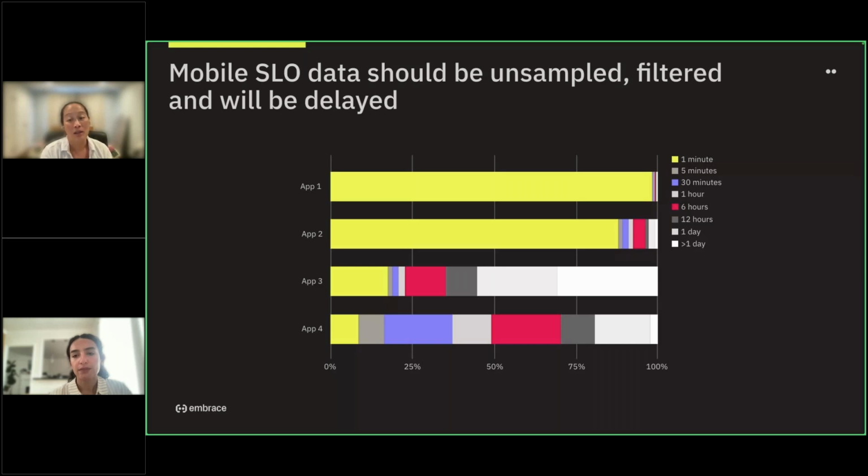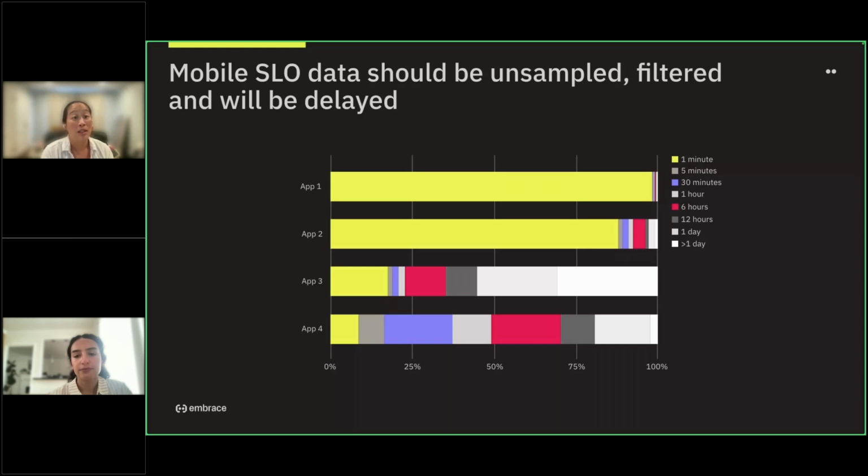Instead, you want to filter. Not all of the data is relevant. For example, a lot of times teams will decide they'll only support particular newer OSs. And so you want to limit the data that you are using for your mobile SLOs to those operating systems. If it's not the population that you want to optimize for, you don't want to include that data.